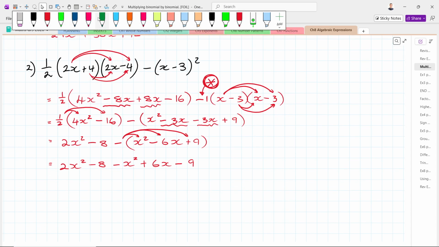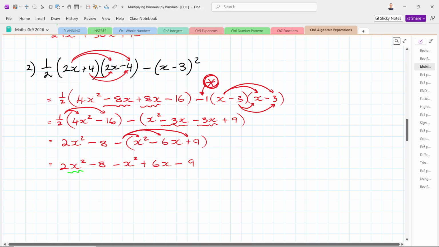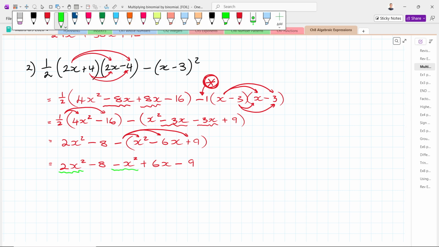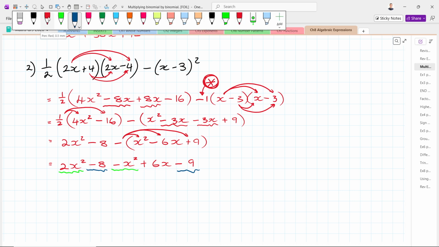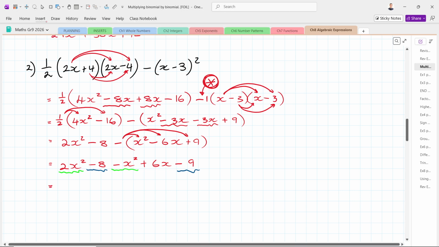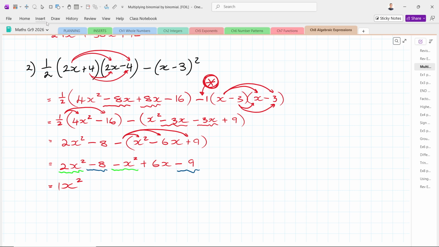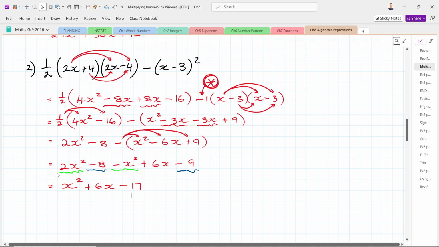And now we've got more than one type of like term. So let's get some color here. There's x squared. There's no normal x's, there's just one, so there's no more than one, but there are also two constants. So those are all the like terms. I've got 2x squared minus x squared, which is just going to be 1x squared. You can write 1x squared, or you can leave it as x squared. I'm going to put the 6x next. Again, that's just an etiquette thing. And then minus 8 minus 9 is minus 17. And that is the final answer here.